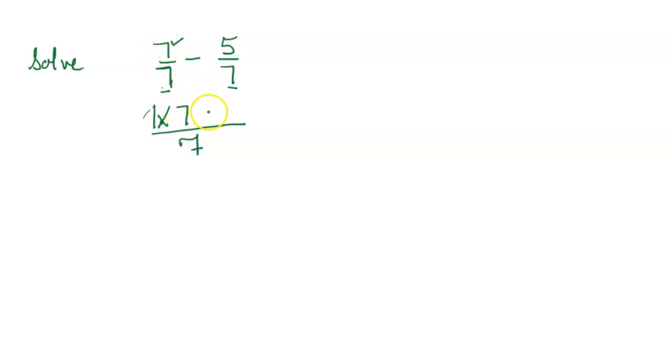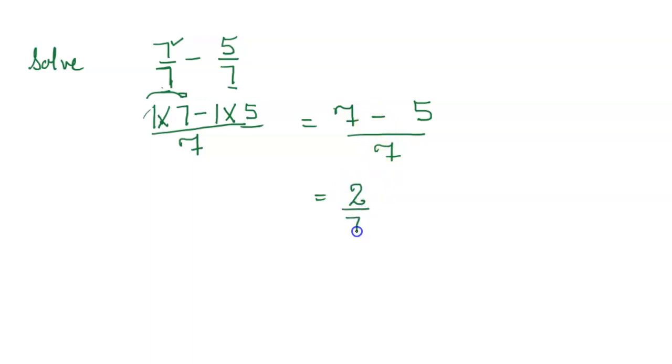Now this is a sign of minus. 7 divided by 7, that is the LCM, so we will get 1 multiplied with 5, that is the numerator, which equals 1 7's are 7 minus 1 5's are 5, divided by 7. Now 7 minus 5, 5 subtracted from 7, so we will get 2, 2 upon 7.